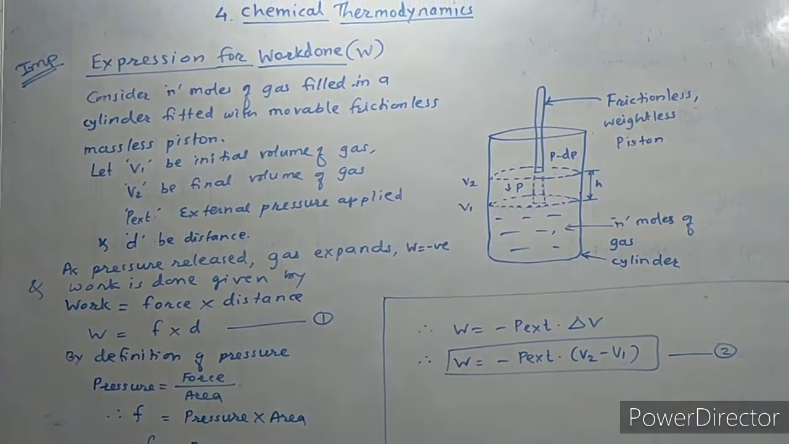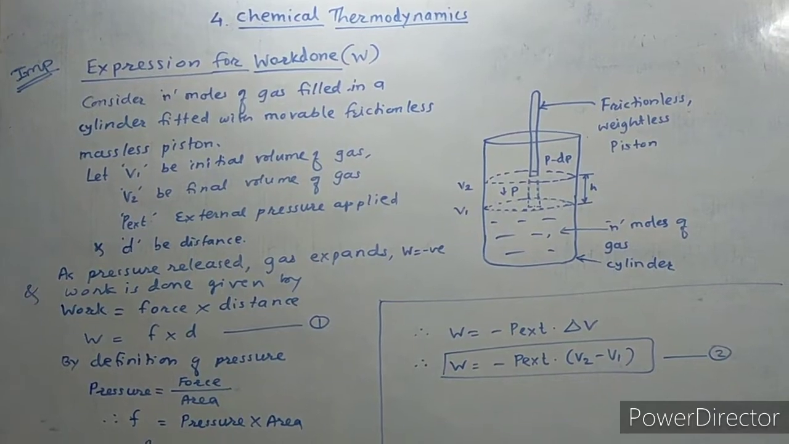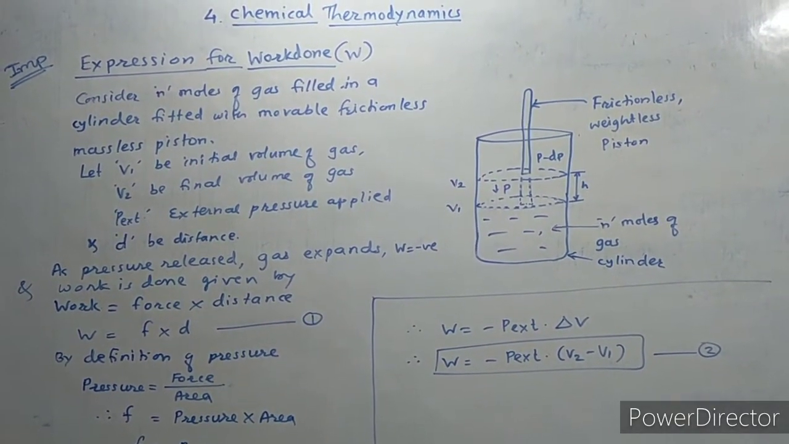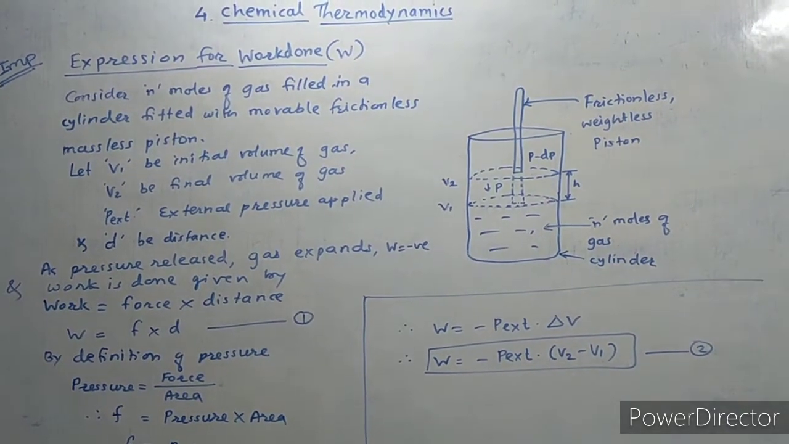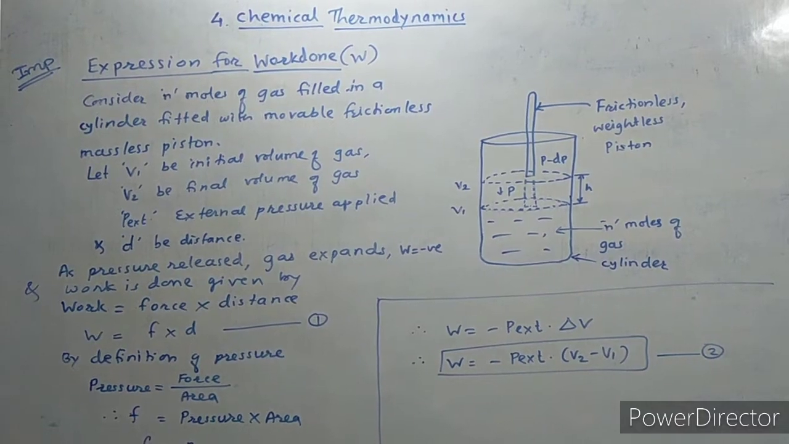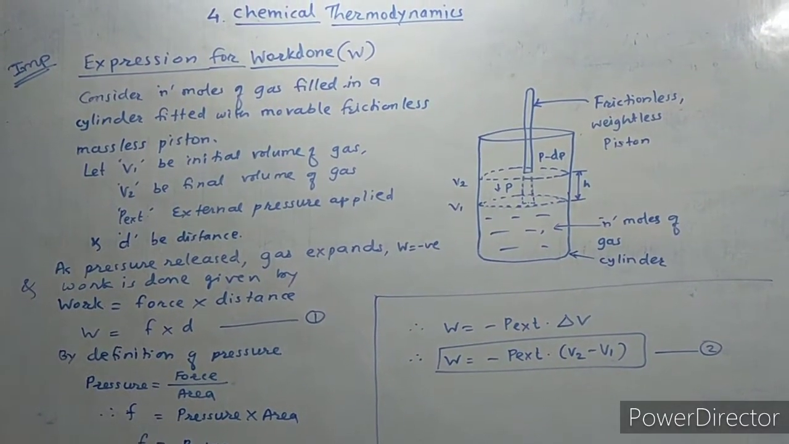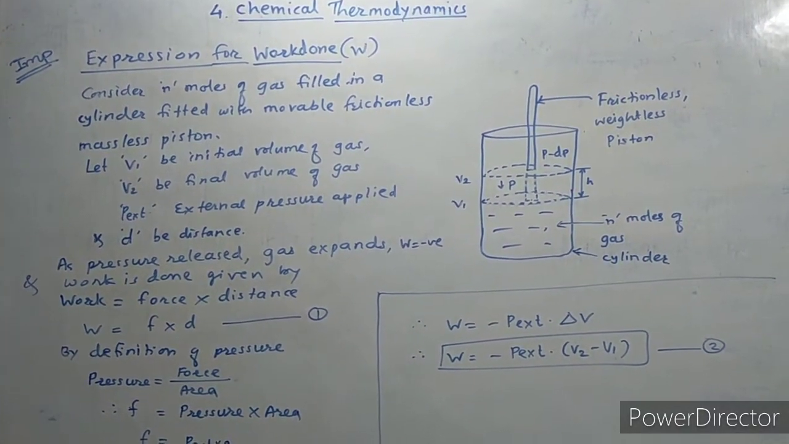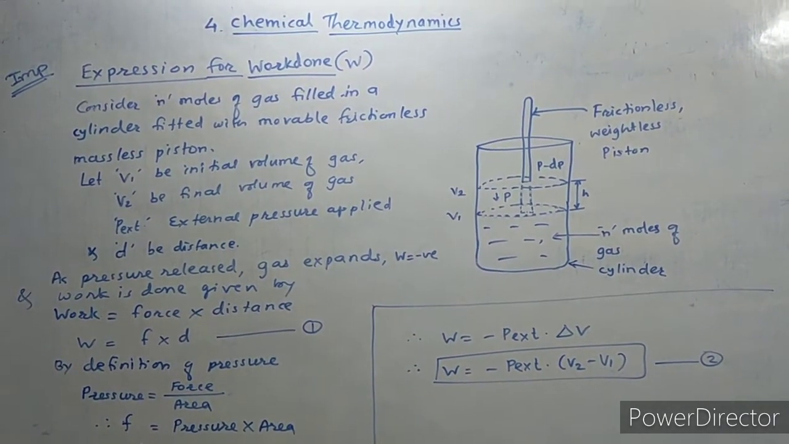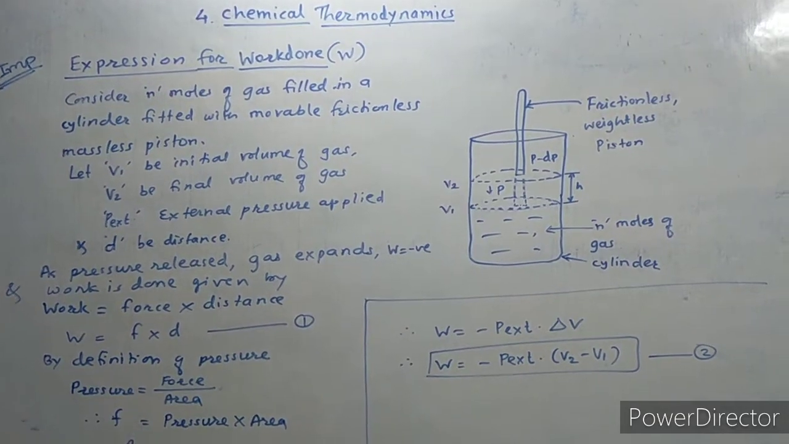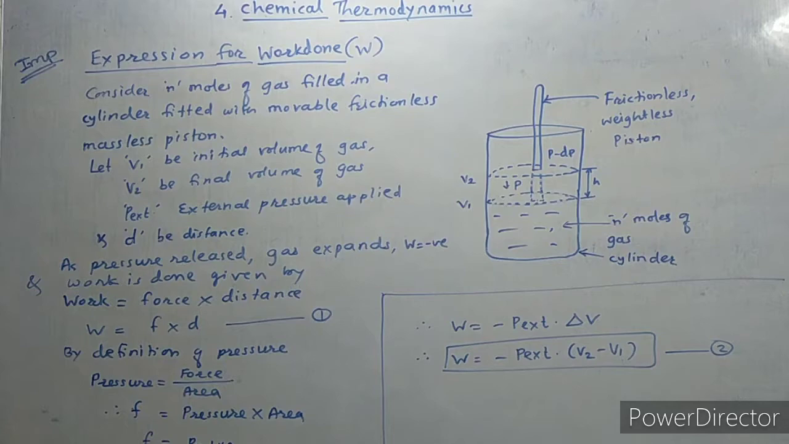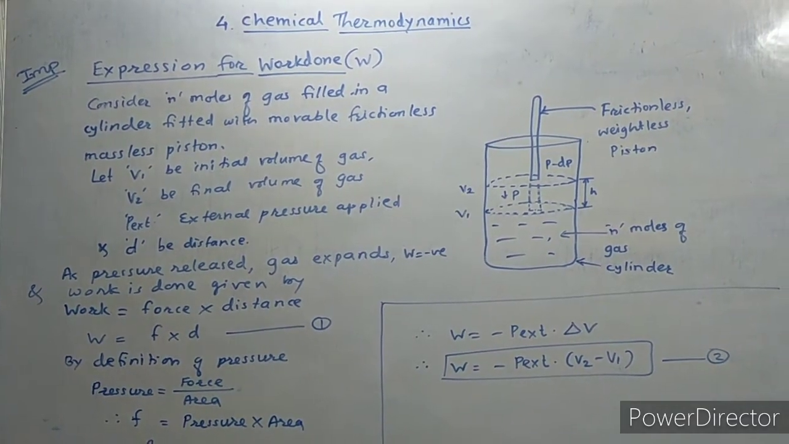Now see the diagram. You have seen that V1 is the initial volume of gas. When some amount of pressure, dP, is released, the gas expands and the volume changes from V1 to V2, by some distance or height h. Now consider n moles of gas fitted in the cylinder with a movable, frictionless and weightless piston.